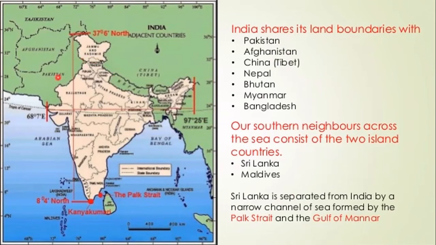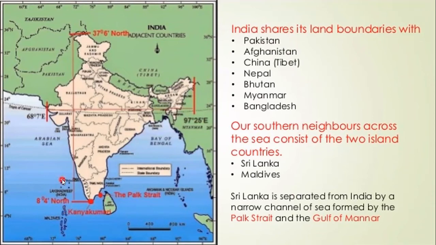So over here, you will see we have Afghanistan and Pakistan, which share the land boundary with us in the northwest. We have China, Tibet, Nepal, and Bhutan. These 3 share the boundary with us in the northeast. We have Myanmar and Bangladesh, which share the boundary with us on the east side. And our southern neighbors are Sri Lanka, and then we have the Maldives.